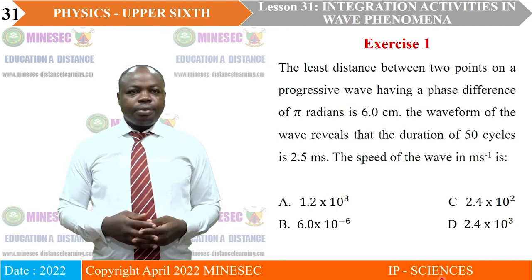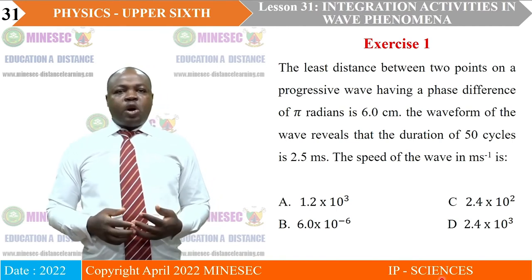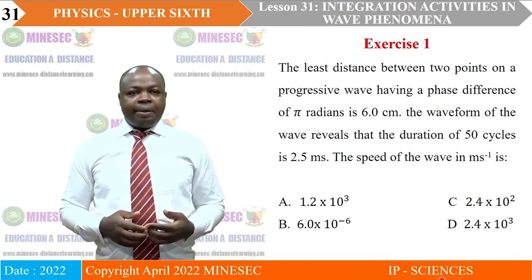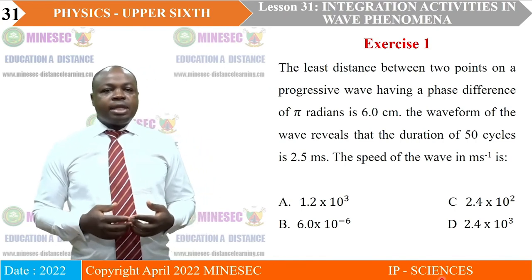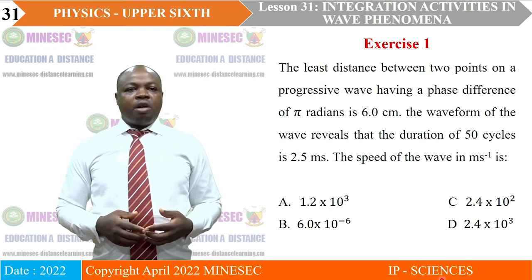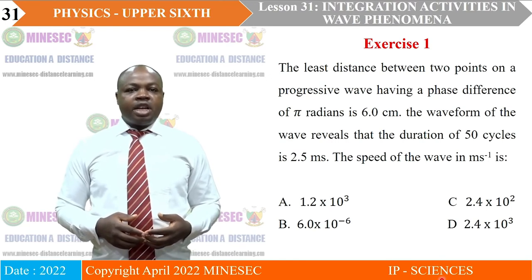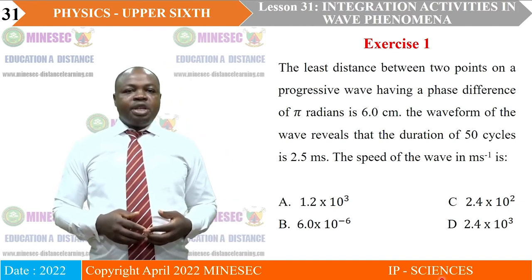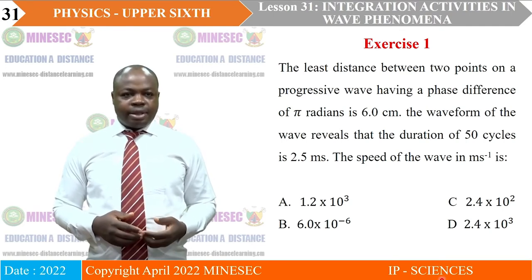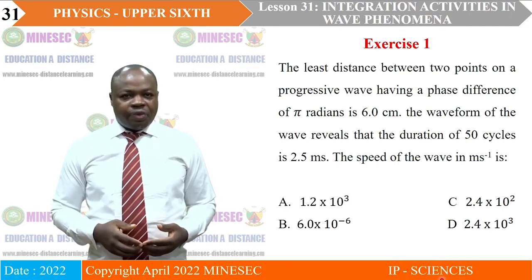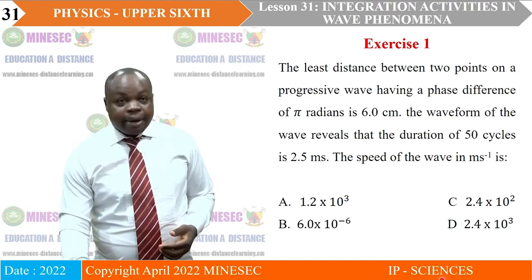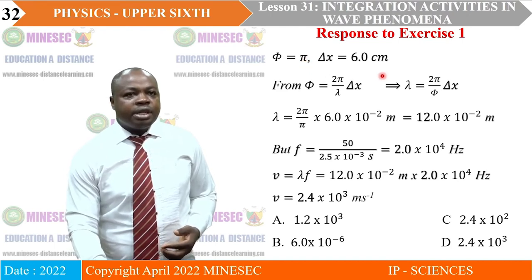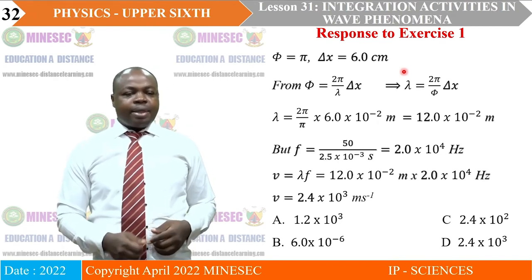Exercise 1. The least distance between two points in a progressive wave having a phase difference of pi radians is 6.0 centimeters. The waveform of the wave reveals that the duration of 50 cycles is 2.5 milliseconds. The speed of the wave in meters per second is... so we need to do some work before we know the correct answer. Here we have been given the phase difference as pi, and this least distance is delta x, which is the path difference.